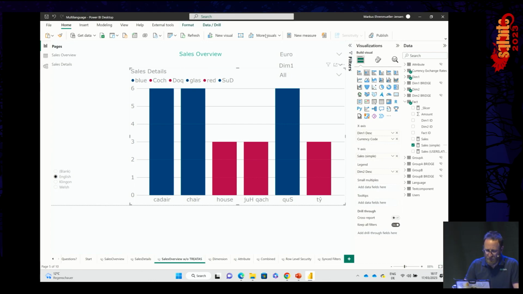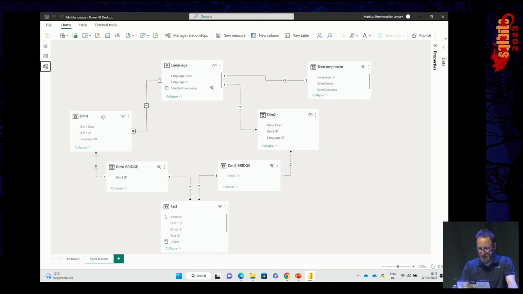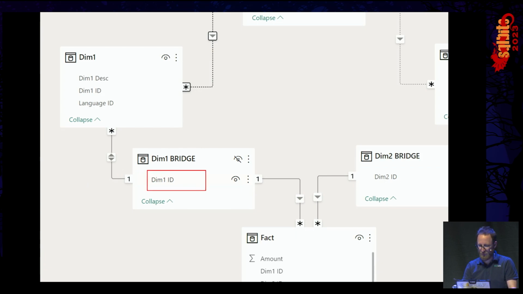Okay, so what's the solution I came up with here? The solution is that I use this overcomplicated model, right? One reason I think this is overcomplicated is the bridge table in between, so we duplicate rows in the dimensions. And the other thing is I need this bridge table. I have this bridge table in between, which has the unique values per dimension 1, for example, and then I have a one-to-many relationship towards dimension 1, and a one-to-many relationship towards the fact. And to make the filter propagate from dimension 1 to the fact table, I have to make this a bidirectional filter.